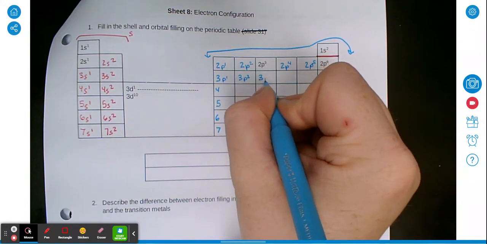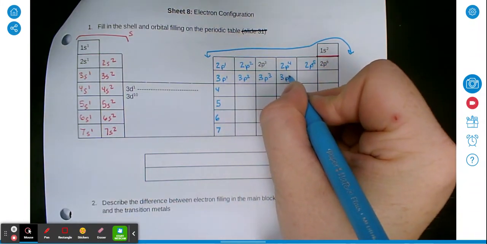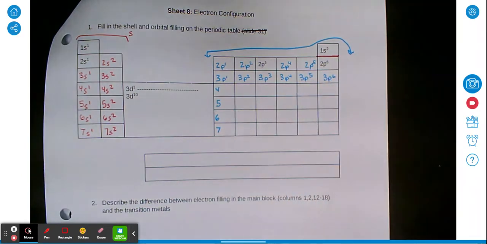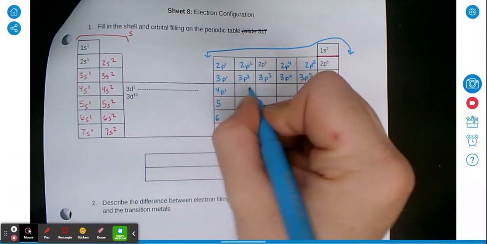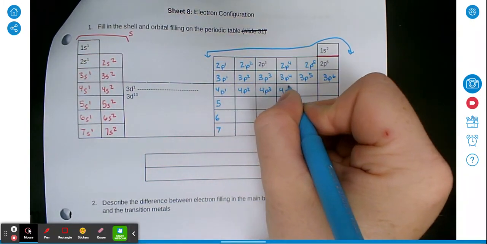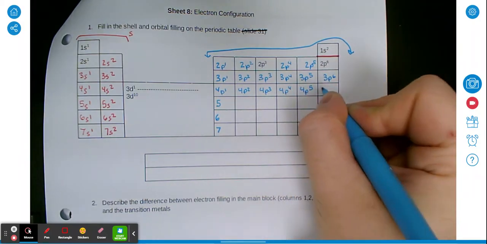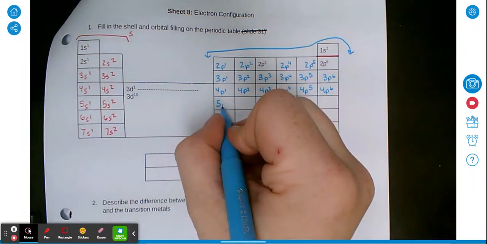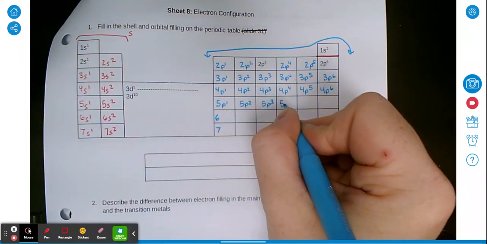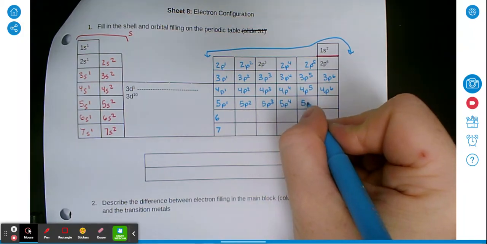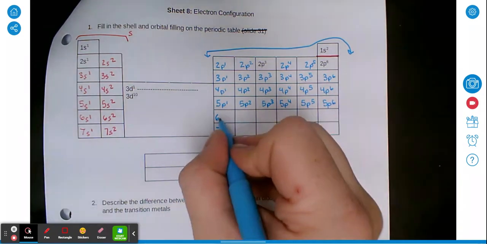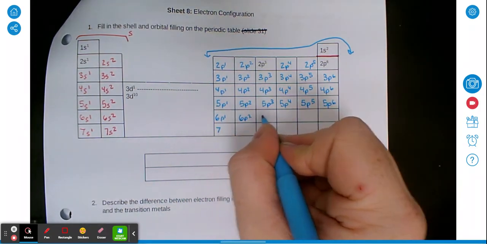3P1, 3P2, 3P3, 4, 5, 6. So these are all just going to fill normally. 4P1, 2, 3, 4, 5, 6. All the way down to the bottom, 6P1, 2.